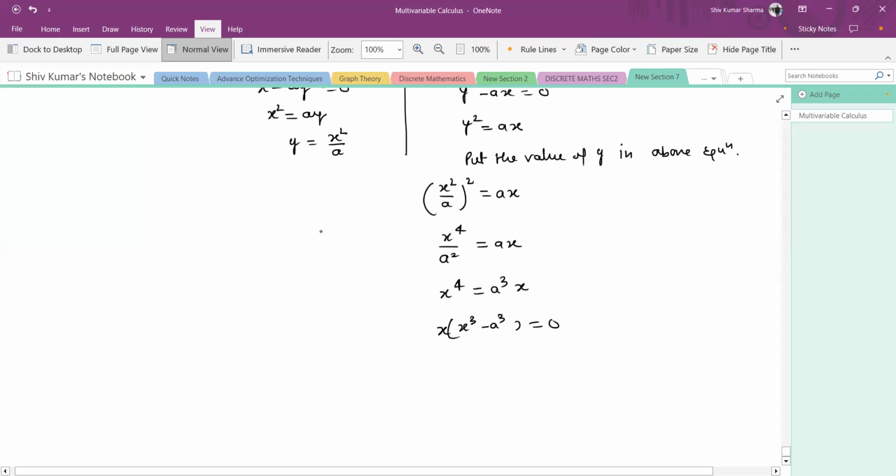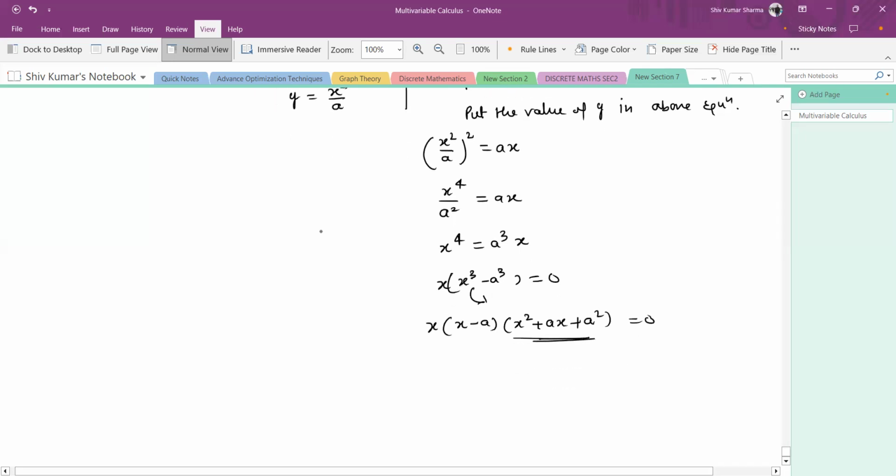Now we factorize this. You must know the formula for a cube minus b cube. So x into (x minus a) into (x square plus ax plus a square) is equal to 0. From here we look at the third factor. It has all positive signs, so that means the roots will be imaginary. There are no real roots.